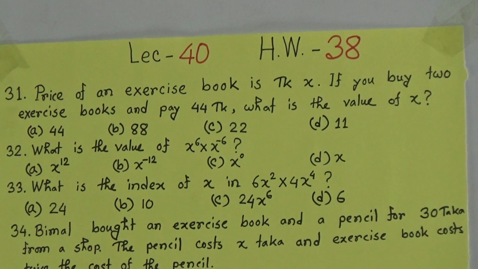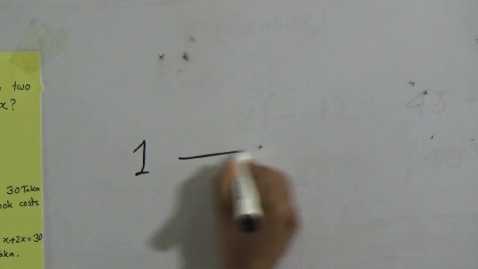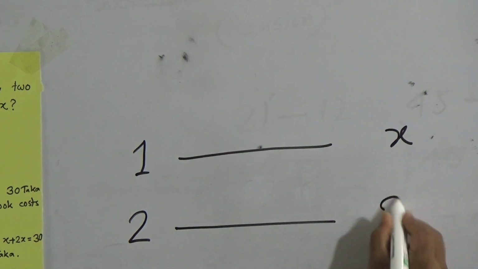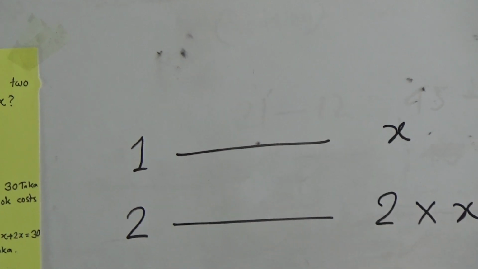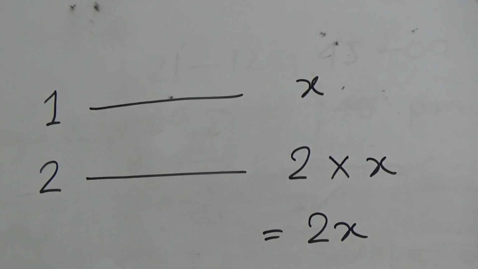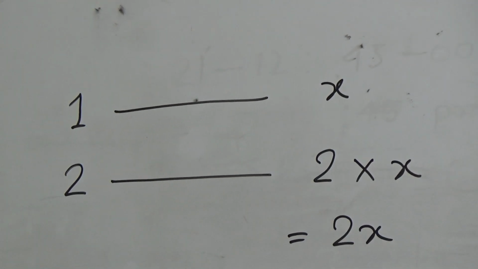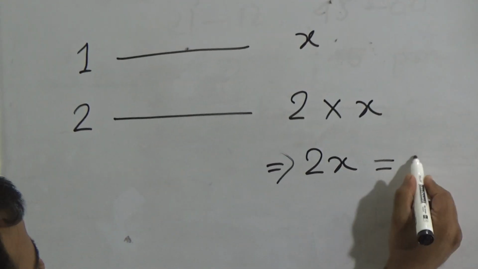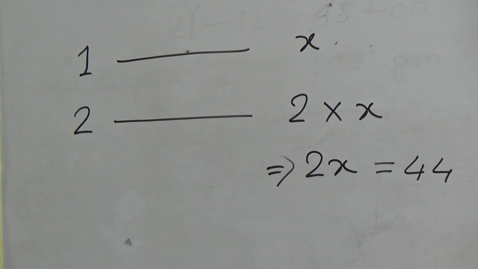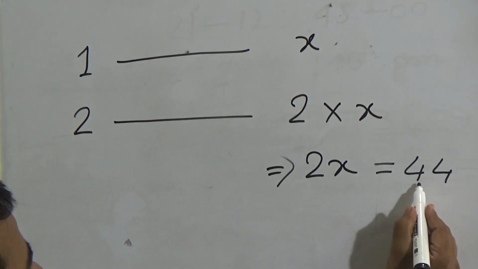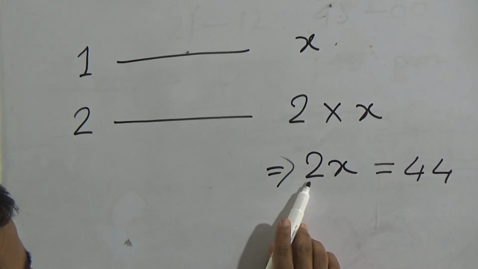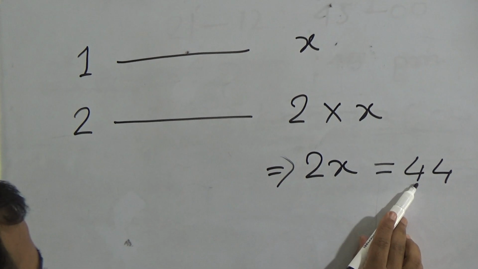Look, you bought 2 exercise books. One exercise book's price is X taka. So 2 exercise books' price is 2 multiply X, that's equal to twice X. And you paid 44 taka for these 2 exercise books. That means we can write 2X is equal to 44, because you gave 44 taka to the shopkeeper for buying 2 exercise books. So we can write twice X equal to 44.